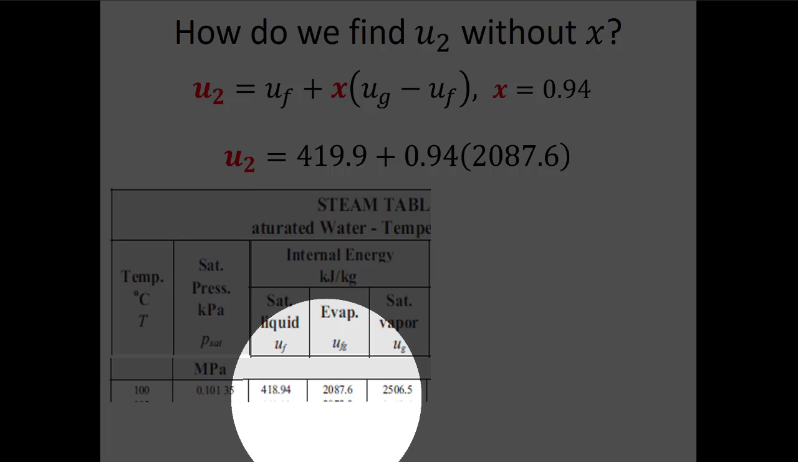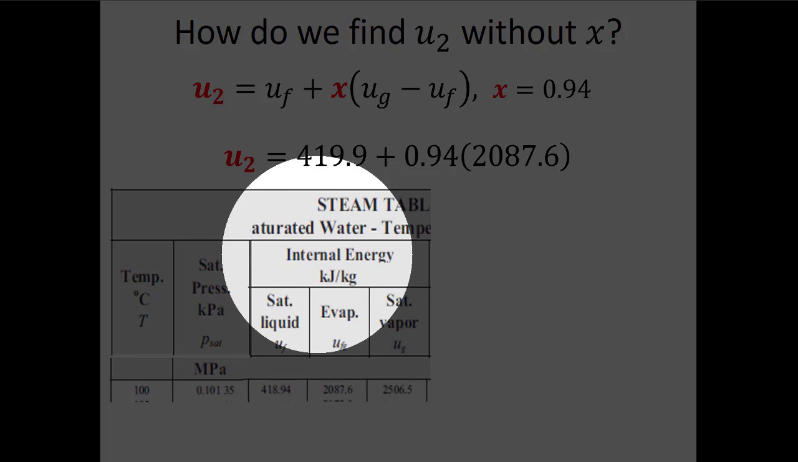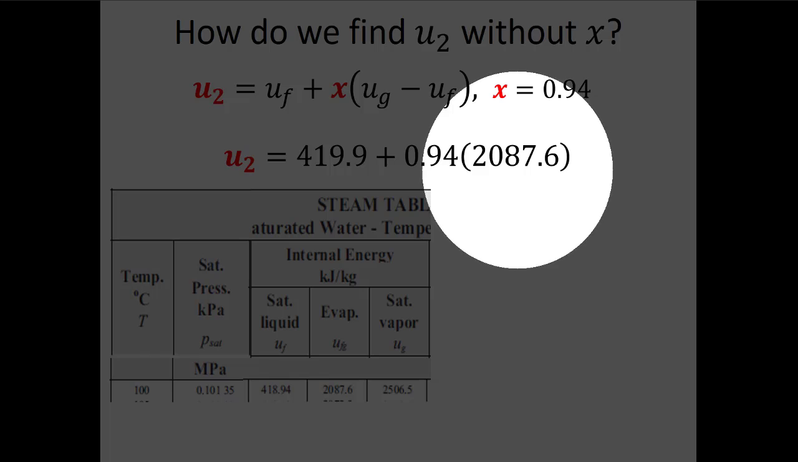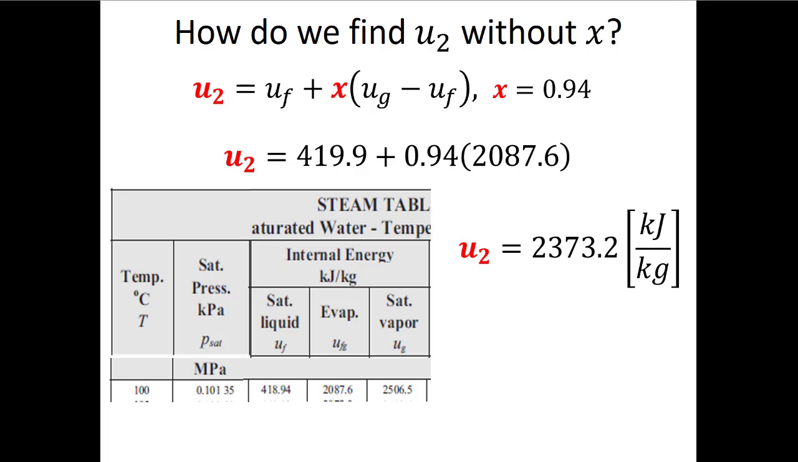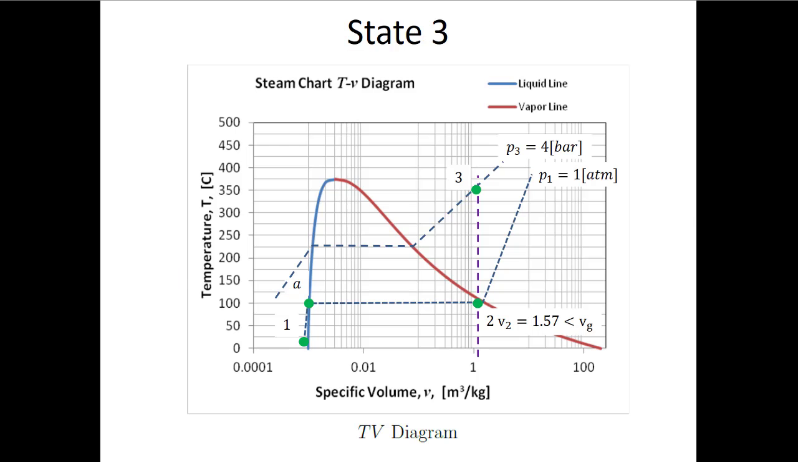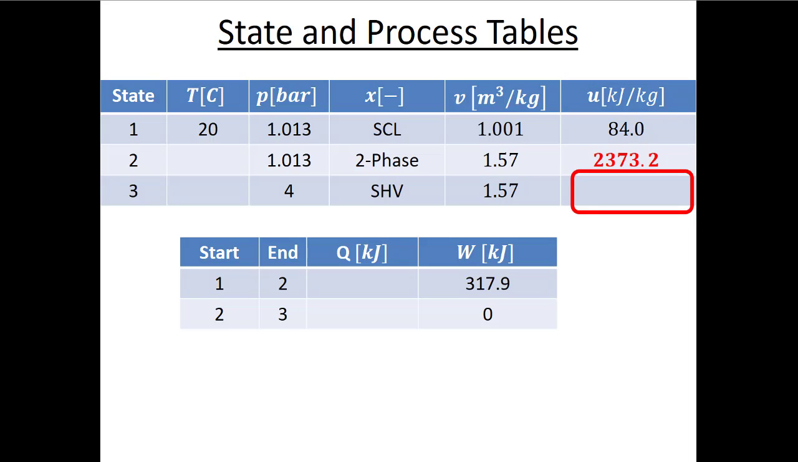And if you're like me, I'm really good at putting numbers in my calculator wrong. So here, if they already give me the answer, why do it myself, right? So this is going to be just about 420 kilojoules per kilogram plus 0.94 times UFG. And when I do that, I get a value for U2, 2,373.2 kilojoules per kilogram. Now I'm going to put that into my state table, right? So that's here in red. So now I've got 2 of my 3 specific internal energies. I just need 1 more, right?